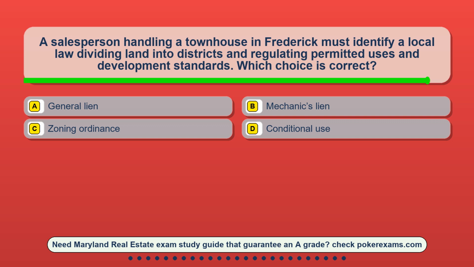Question 19. A salesperson handling a townhouse in Frederick must identify a local law dividing land into districts and regulating permitted uses and development standards. Which choice is correct? Option A, general lien. Option B, mechanics lien. Option C, zoning ordinance. Option D, conditional use.